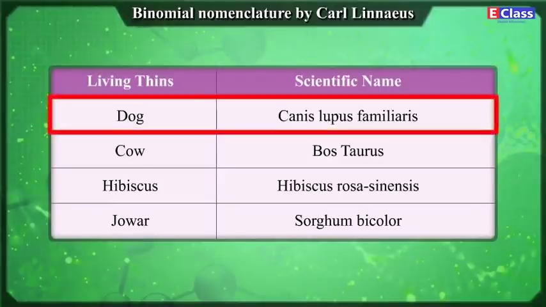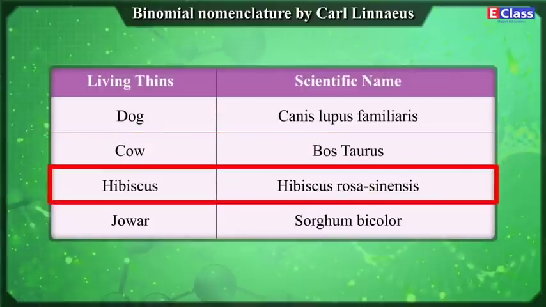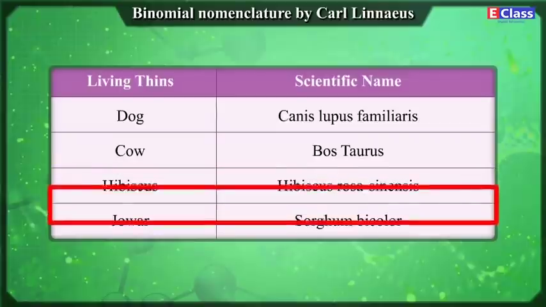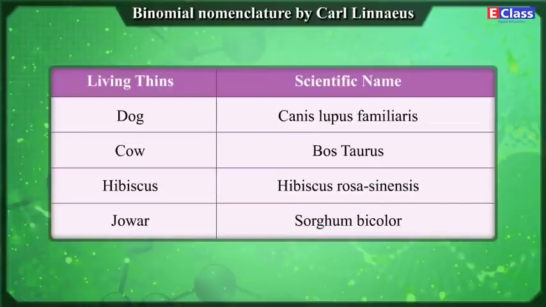Living things, dog. Scientific name, Canis lupus familiaris. Living things, cow. Scientific name, Bos taurus. Living things, hibiscus. Scientific name, Hibiscus rosa-sinensis. Living things, jowar. Scientific name, Sorghum bicolor. Find out the scientific names of other animals and plants in your surroundings and discuss in class.